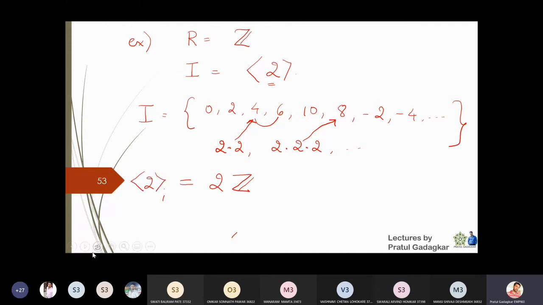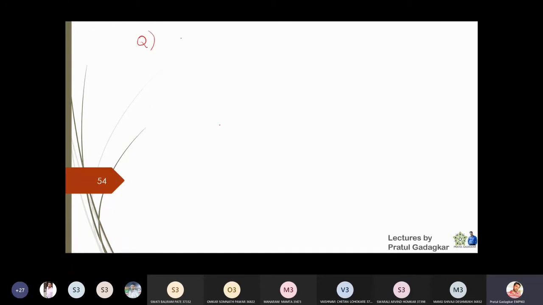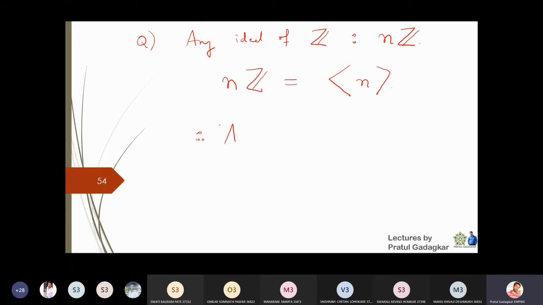Now, if you take any ideal of Z, we know what any ideal of Z looks like. It must be of the type nZ. We know all the ideals of Z are of the form nZ. This is done in our previous lectures. So this means that this nZ is actually an ideal which is generated by n. And therefore what we are declaring is that any ideal of Z is actually a principal ideal, right? Because any ideal of Z is of the form nZ, and nZ is nothing but generated by the single element n, and therefore any ideal of Z will become a principal ideal.